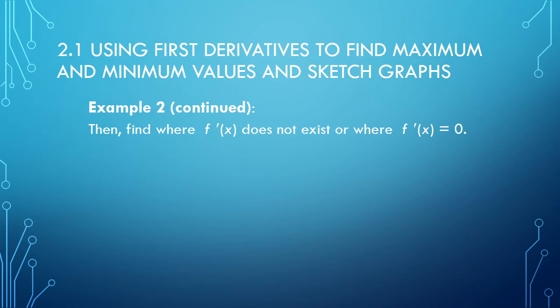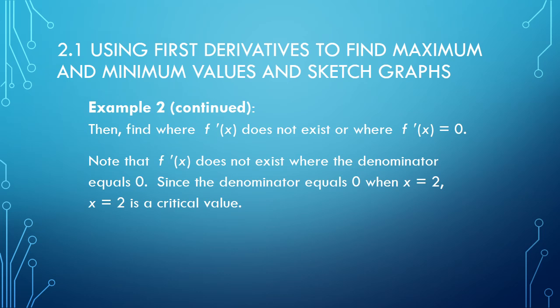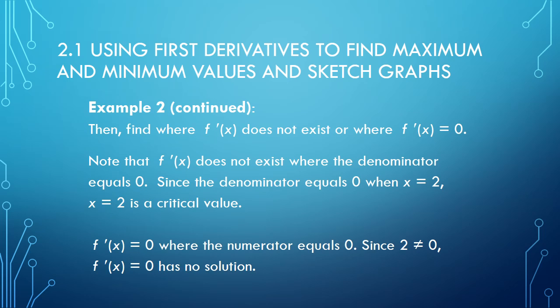Okay, so we're going to figure out where the first derivative doesn't exist or equals 0, and that is going to be at x equals 2. That's where the denominator would equal 0, which is where it would not exist. And the derivative equals 0 where the numerator equals 0. Since 2 is not 0, the numerator will never equal 0. So we have one place to check, and that's when x equals 2.